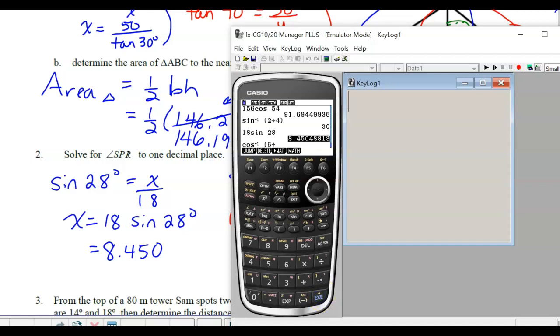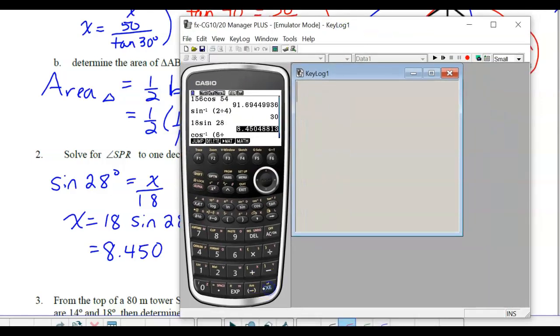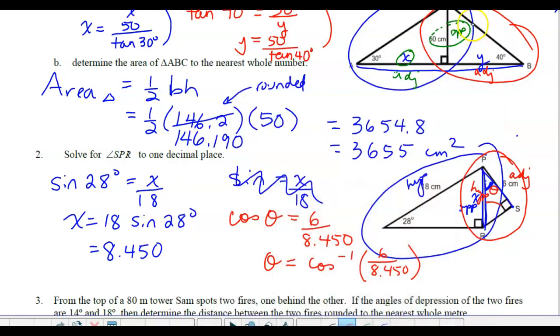Okay, so on this, mine just doesn't seem to be registering when I press that. So what I can do is go shift and then negative, which is the previous answer. You can also do that on a TI, and then it will calculate it. Now we're going to round to 1 decimal place. So 44.8.